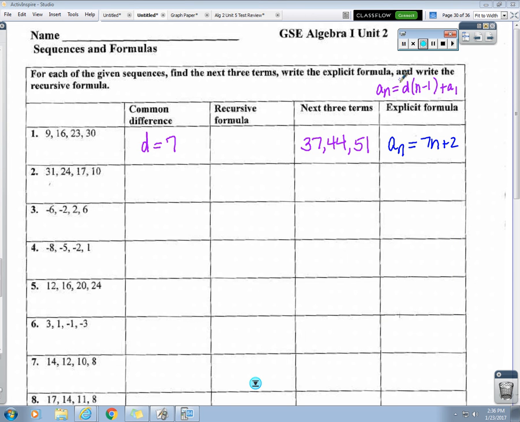A sub n equals D times n minus 1 plus A sub 1. That's the explicit formula. And to figure it out, you have to plug in the D, the common difference, the A sub 1, which is the first term, and then simplify it until it looks like this. The recursive formula is A sub n equals A sub n minus 1 plus D. The recursive formula is way easier than the explicit.